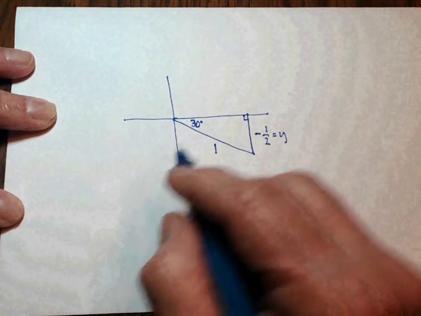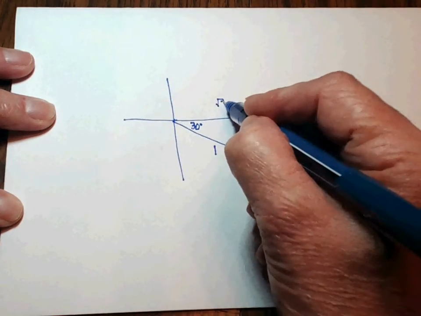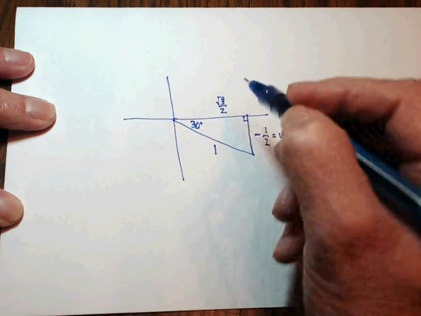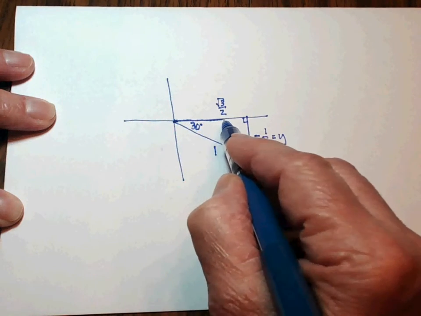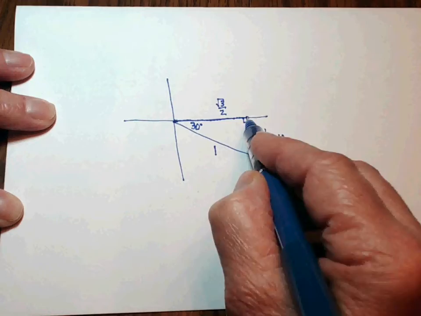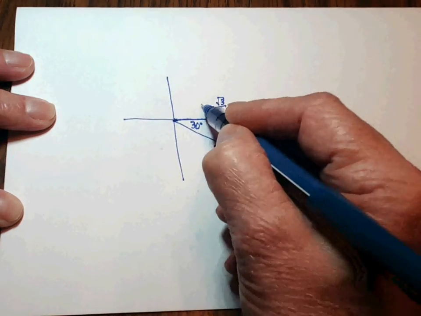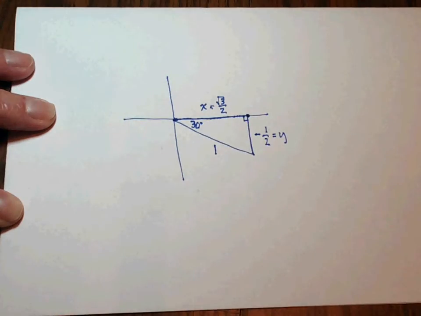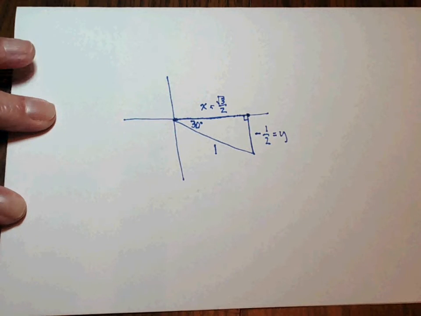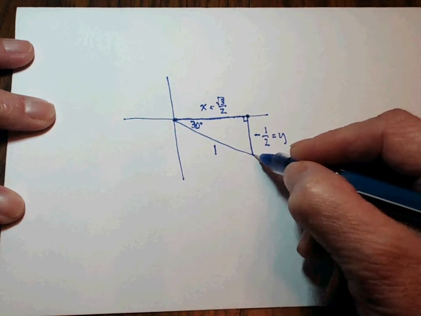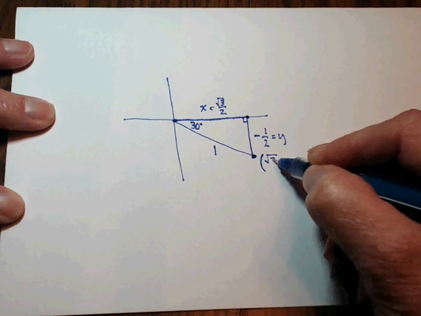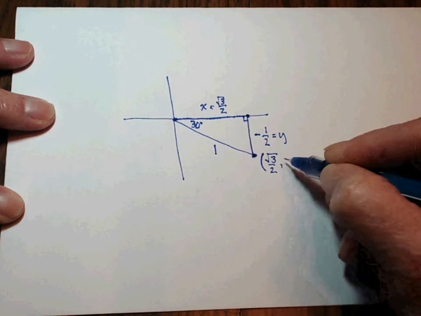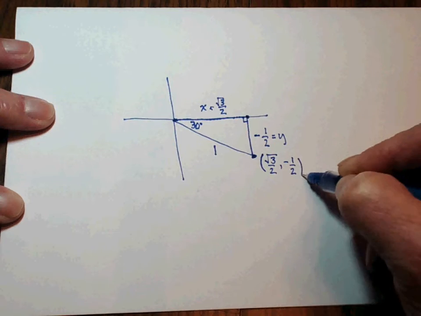The x-coordinate is still the square root of 3 over 2, and this time for the fourth quadrant we go a positive x, so there's our x value. And these are the two numbers that form this point right here. The square root of 3 over 2, comma, negative 1/2.